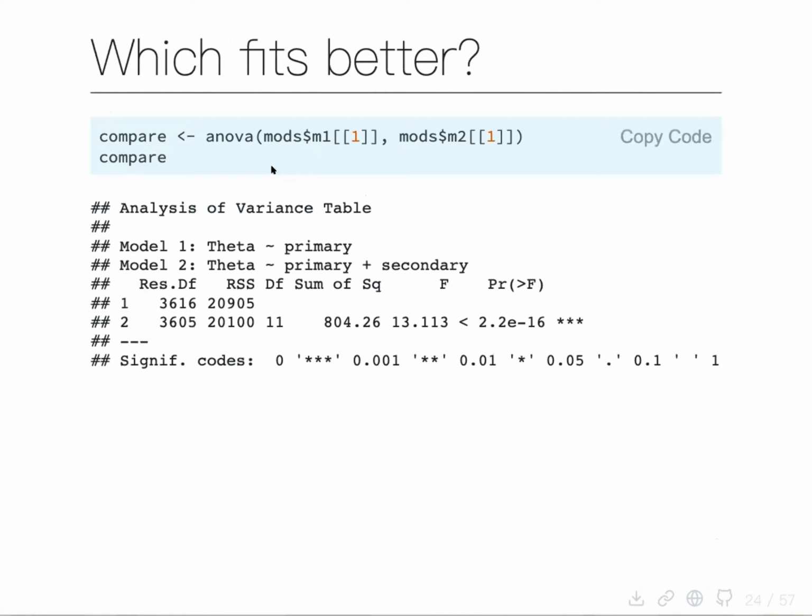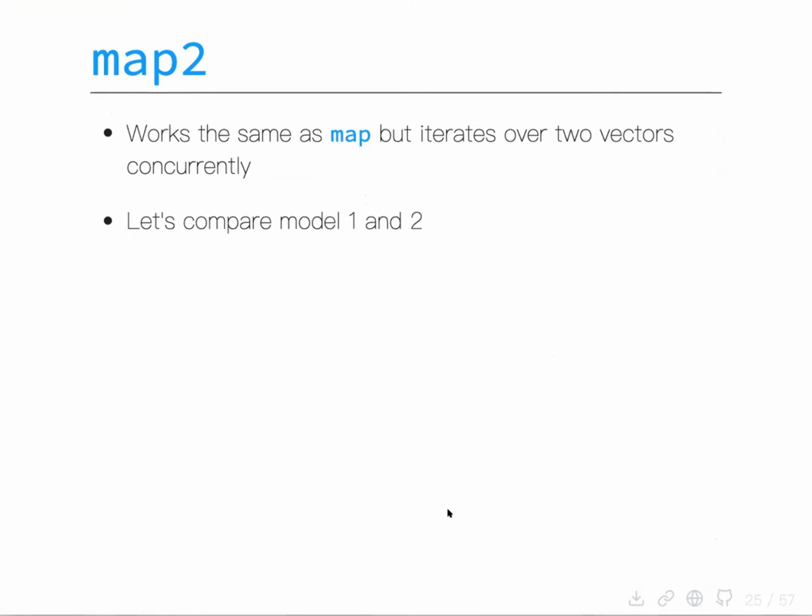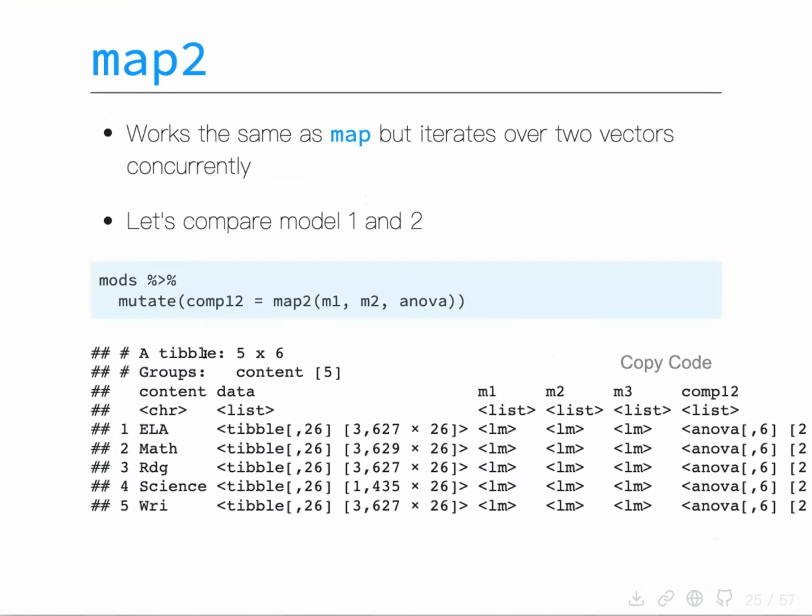So we could compare them with this function ANOVA, where we would say ANOVA mods M1 and mods M2, and then we get something right here. And this p-value is an indication of if the second model fits better than the first. Cool. So what we can do is apply map2 to loop through both sets of models at the same time, and then use this ANOVA function. So we would do that like this.